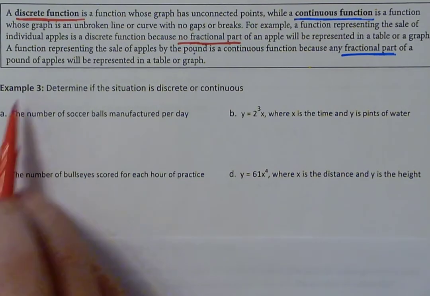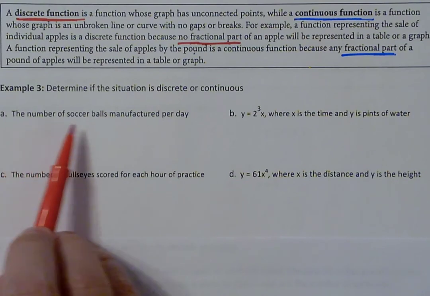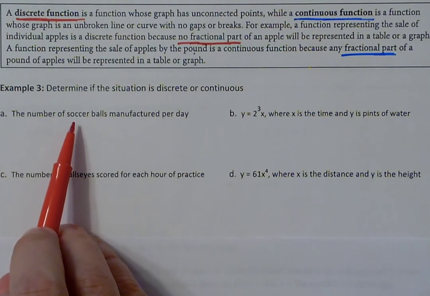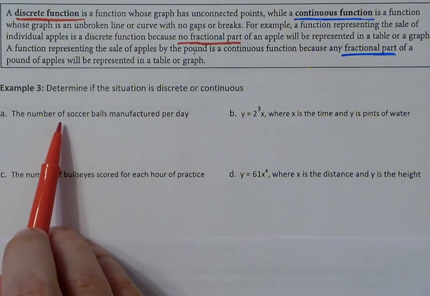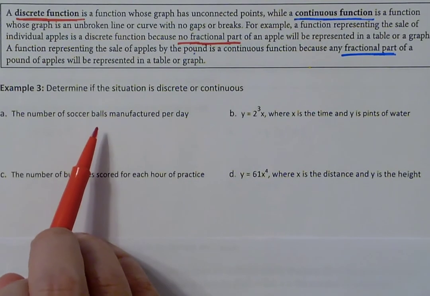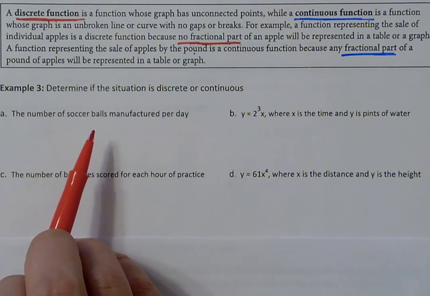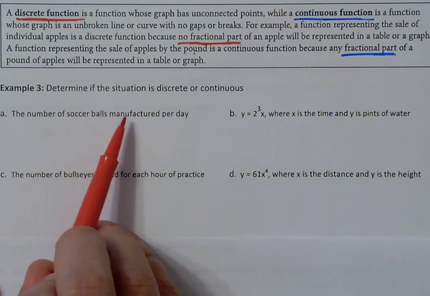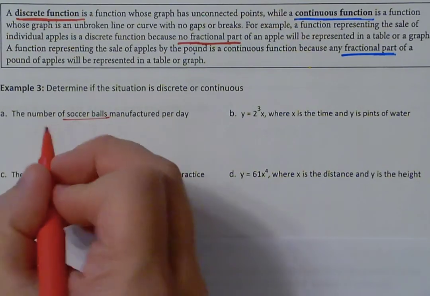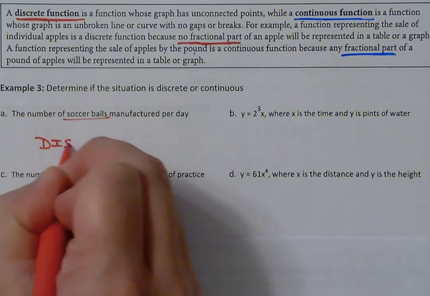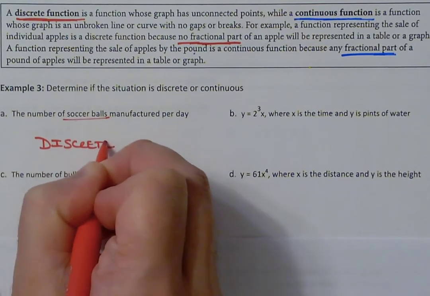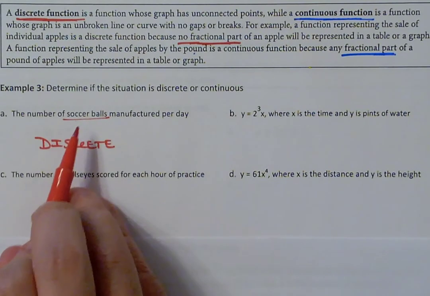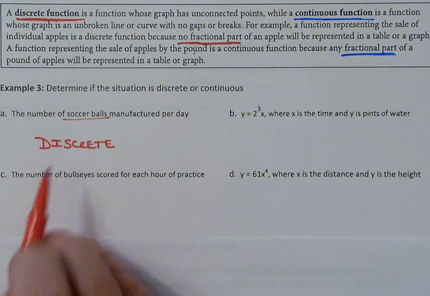So for example 3a, it states the number of soccer balls manufactured per day. Can I manufacture half a soccer ball? No, I cannot manufacture part of a soccer ball, whether it's half, 3/4, or a fourth. So because I cannot have half of a soccer ball, that means that this is discrete. Now, I can have half a day, but because I cannot have half of a soccer ball, that's what makes it discrete.